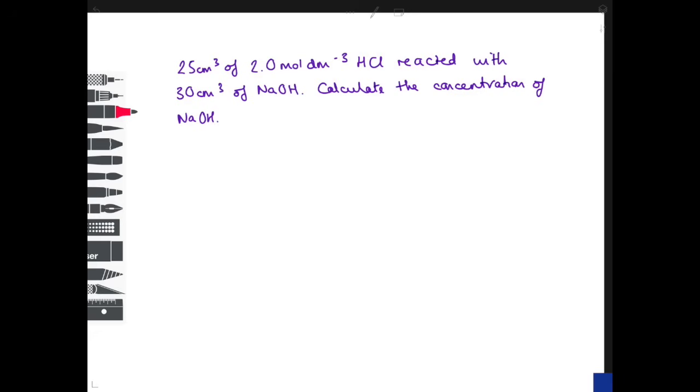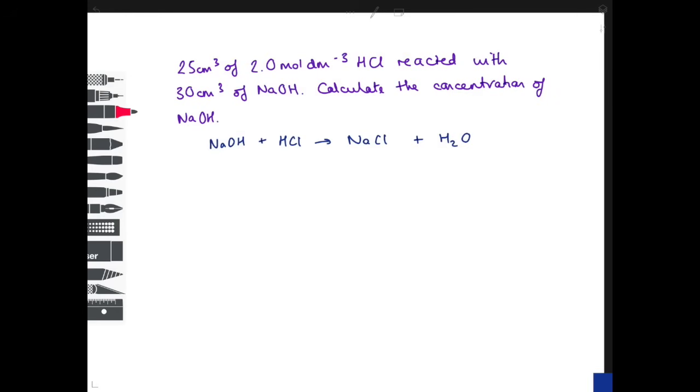Let's look at titration calculations now. So 25 centimetres cubed of 2 mol dm⁻³ hydrochloric acid reacted with 30 centimetres cubed of sodium hydroxide. Calculate the concentration of sodium hydroxide. You need your balanced symbol equation for this, which again I think they'll give you, but you do need to be able to do this as a separate skill, which is why I'm going to do it now. So the salt made is sodium chloride and water is the byproduct. Double check to see if it needs balancing, and it doesn't.